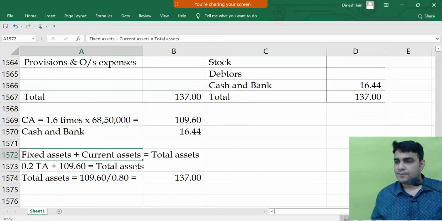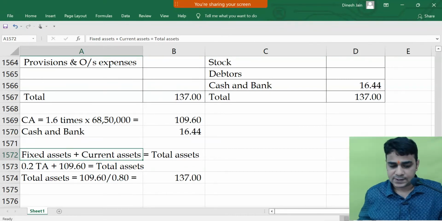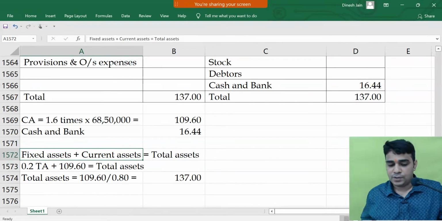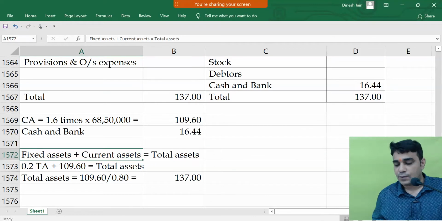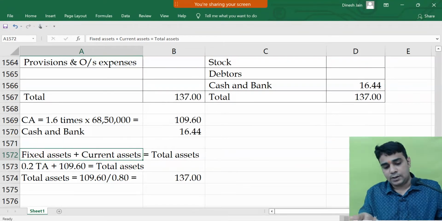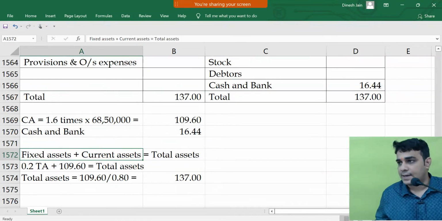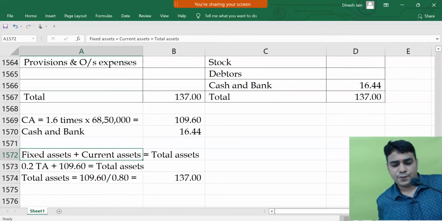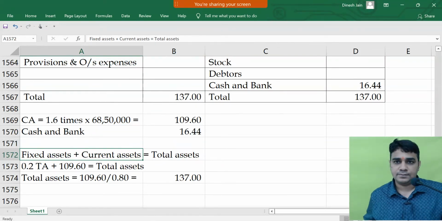Fixed asset plus current asset is equal to total assets. 0.2 total assets plus 109.6, which was the current asset number, is equal to total assets. Total assets became 137. In that, fixed asset is 27.4 and current asset is 109.6. Let me know if there's a doubt anywhere till this.